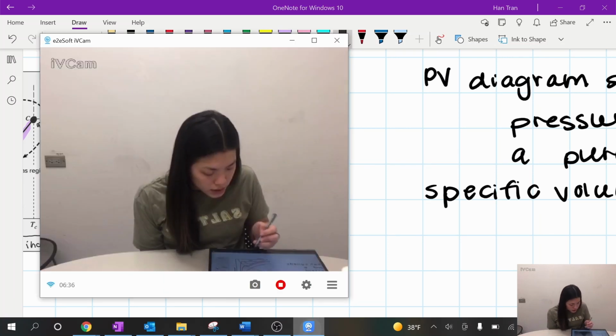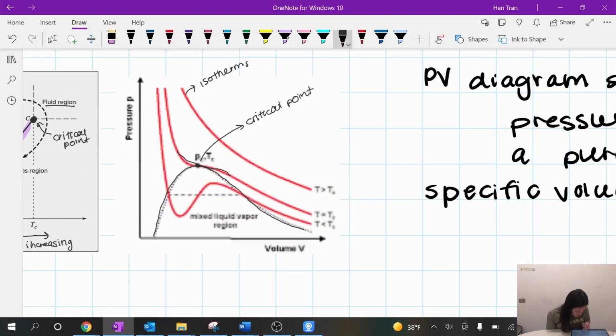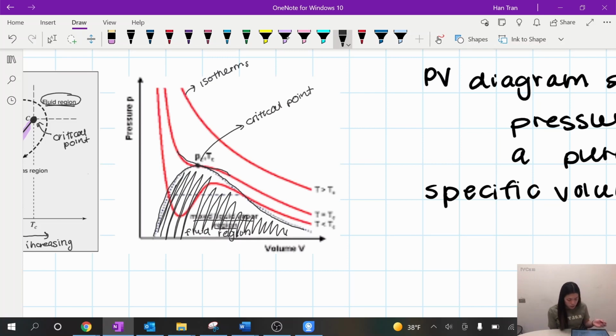And underneath it, I don't know if you noticed, but it's kind of blurry, it says the mixed liquid vapor region. This is what is called the fluid region on this graph over here. And so what that basically means is that what is under this curve is indistinguishable between liquid and vapor. This is the fluid region.